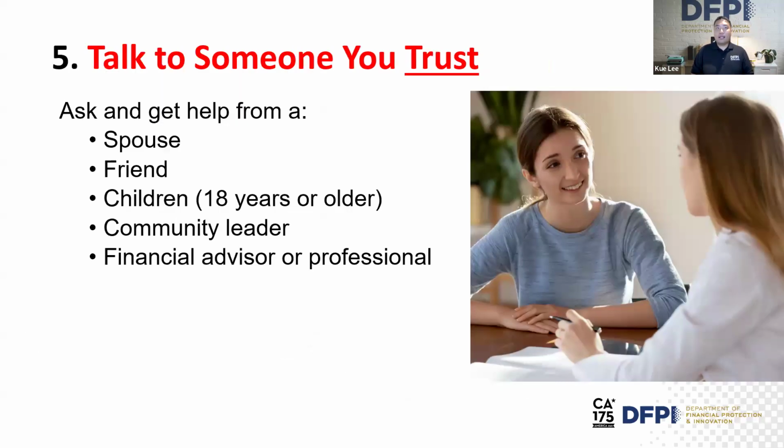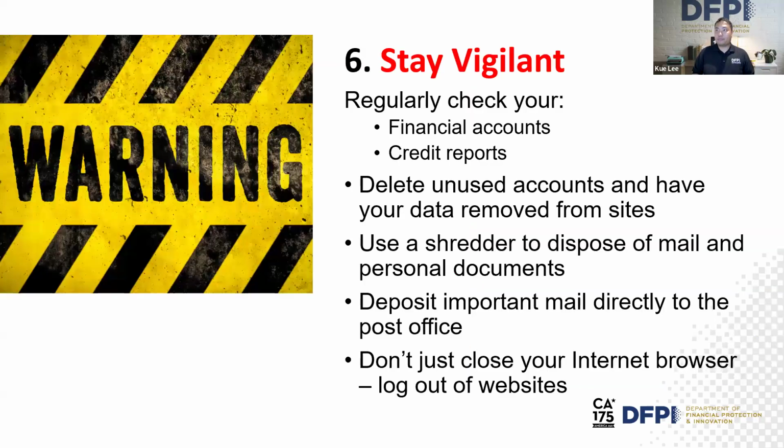So the next layer of protection, layer 5, talk to someone you trust, right? Talk to a spouse, a friend, community leaders, older children, 18 years or older, financial advisor professionals, anyone you trust. Again, that extra person could give you an extra perspective and help highlight the red flags that you might have missed, especially if you're moving too fast.